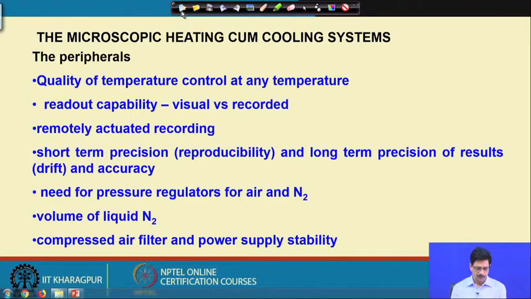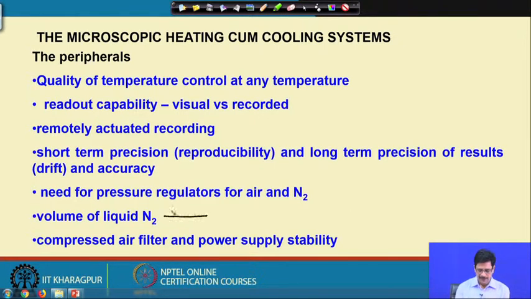And the cooling: since it operates on liquid nitrogen, which is volatile and is actually a gas at room temperature, you need to have a proper circulation system. That is inbuilt into the system, how the liquid nitrogen will be circulated. In systems like the Linkam stage, the liquid nitrogen circulation is done by a liquid nitrogen pump, which can pump the liquid at any controlled rate, set manually or automatically.